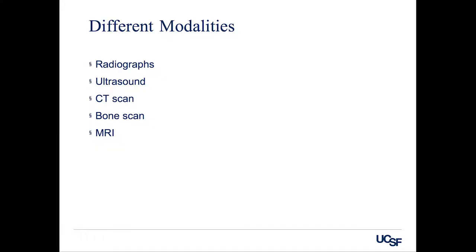And then there's basically five main modalities for imaging on the musculoskeletal system. So the first one is plain x-rays or radiographs, which people seem to be using less and less these days. A lot of people are coming into our office with MRIs, CT scans, various things, and they don't even have a normal x-ray. So we'll go over that a little bit, but there's a lot of things that you can see on the x-ray that you may not even be able to see on an MRI.